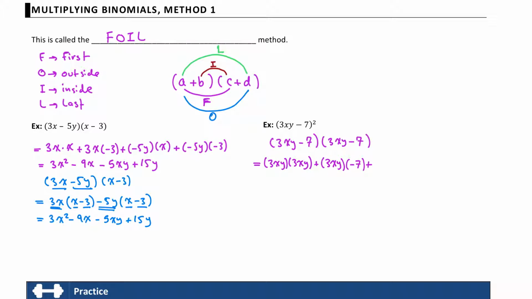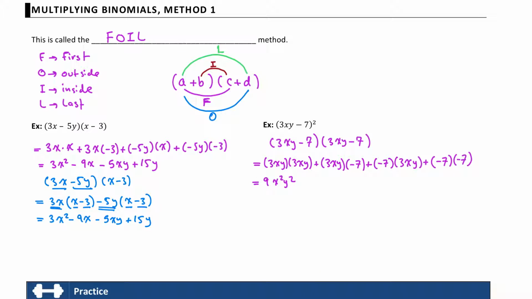And then separated by a plus, my inside terms, negative 7 and 3xy. And finally, my very last terms, which are just negative 7 and negative 7. I will then have to simplify. I have 3 times 3 is 9, x times x is x squared, y times y is y squared, taking care of the first term here.